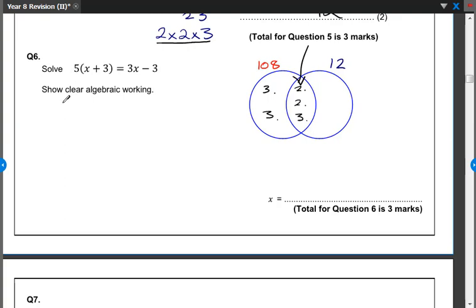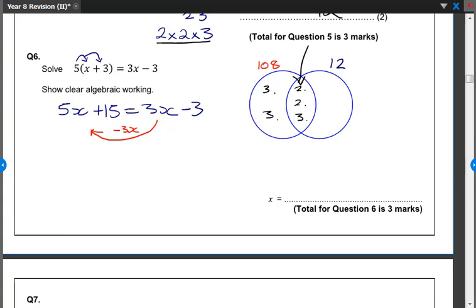Let's do this. So we're going to have 5x, 5 times x, and then 5 times positive 3, positive 15, equals 3x minus 3. I usually take the smallest x across, okay? Because otherwise you're going to get negative x's, which is not a big deal, but just at this stage in your development, just move the 3x, it becomes negative 3x.